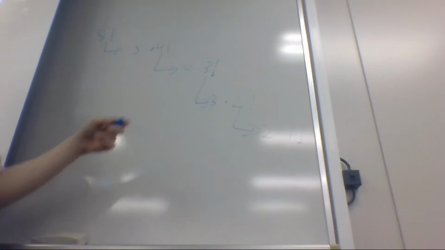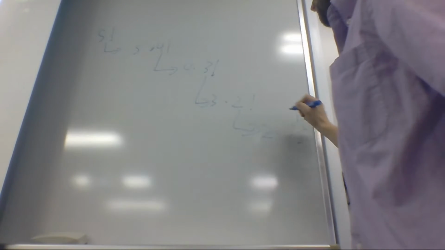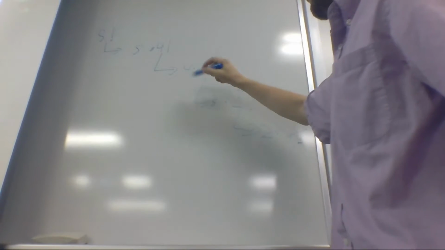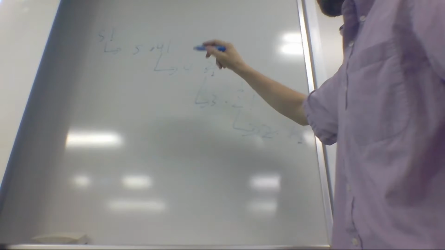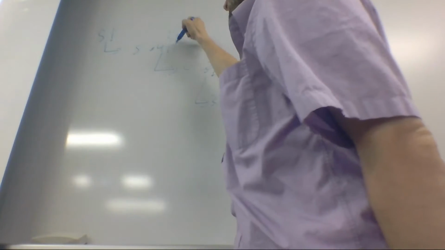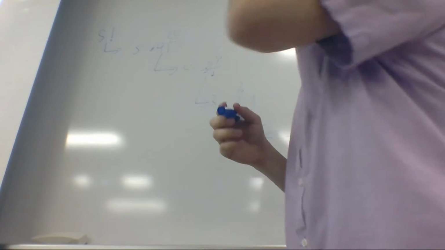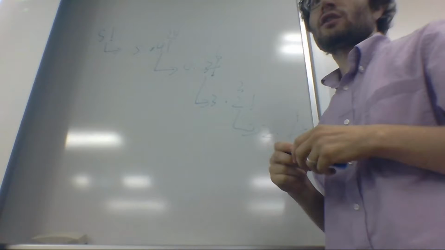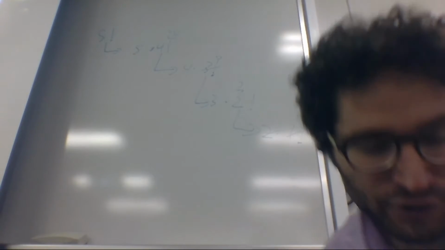1 factorial returns 1, so now we can return 2 times 1, which returns 2. Then we can do 2 times 3, which returns 6 for 3 factorial. We can then do 4 times 6 to return 24 for 4 factorial. And then we can do 5 times 24 to give us 120.